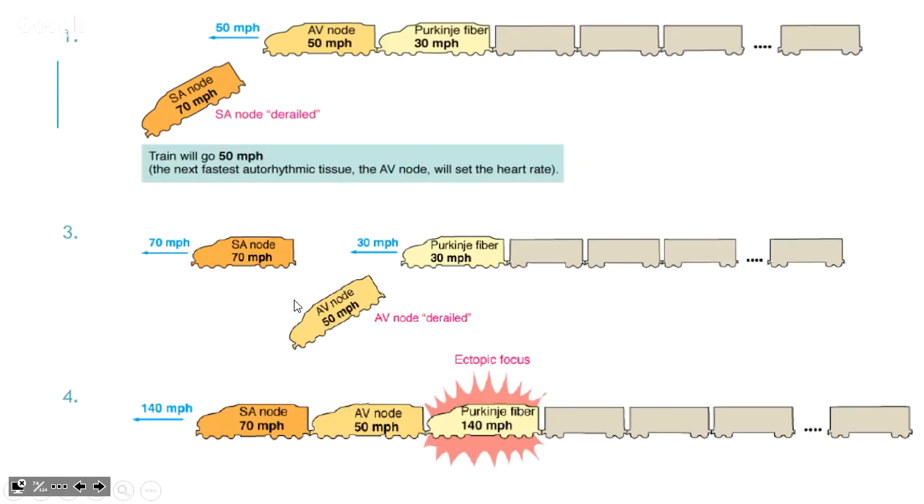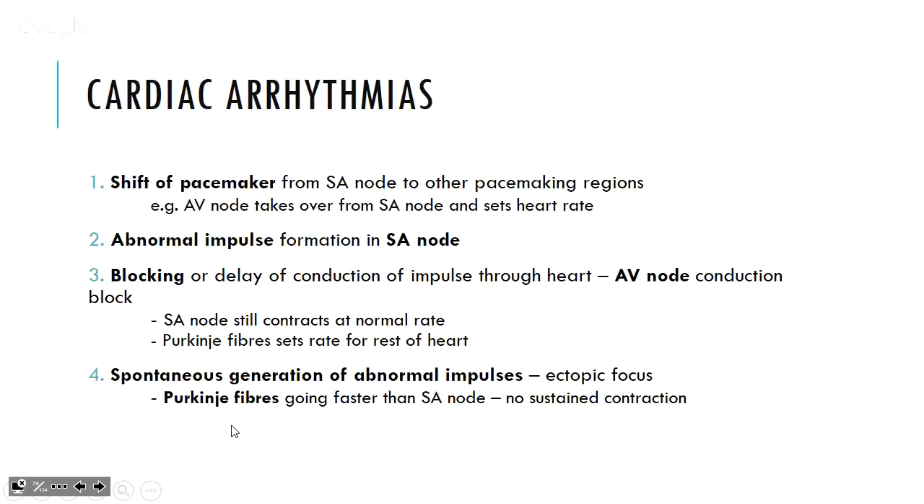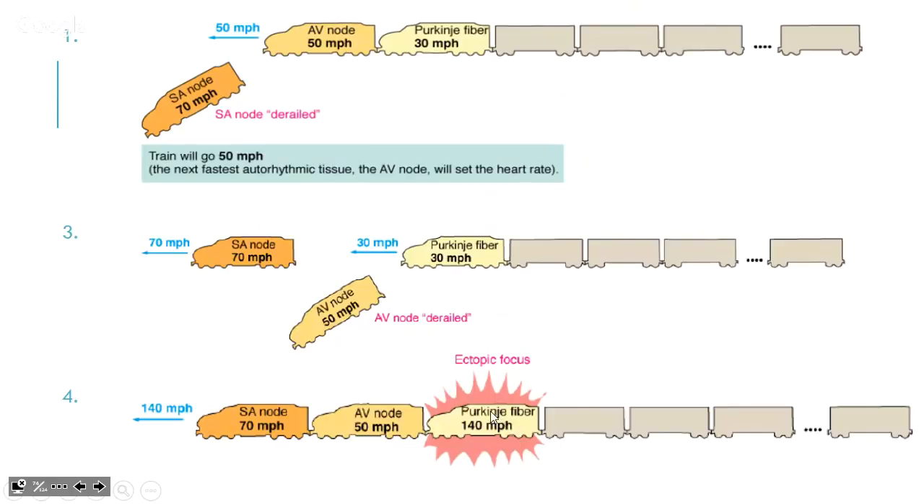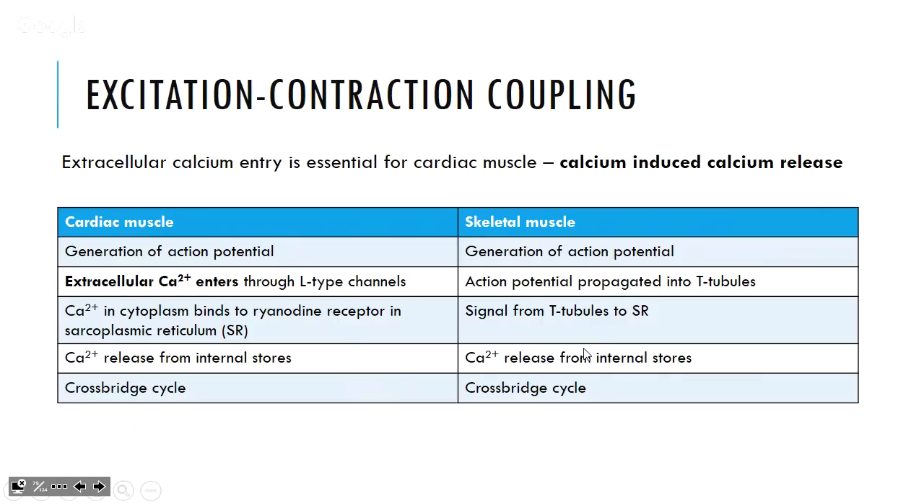So this would be the AV node not working properly, and there's a block there. So then the SA node does its own thing, and the Purkinje fibers will do their own thing. So that's why on the ECG, you get that prolonged PR interval there, because the AV node is screwed up. And then you can also get ectopic beats. So for example, the Purkinje fibers are just going really fast and it pushes everything else along, and you'll get an arrhythmia there.